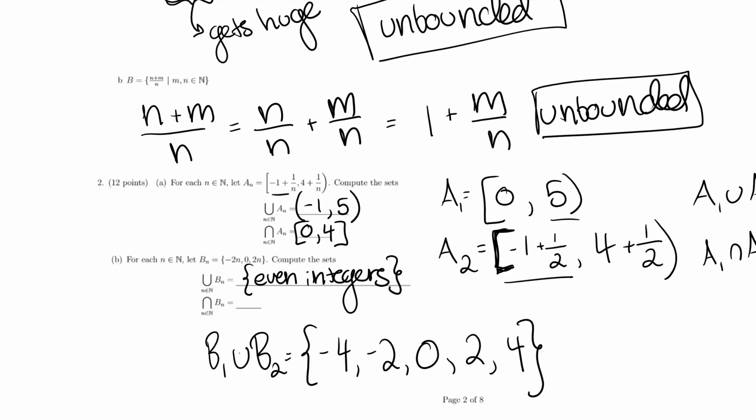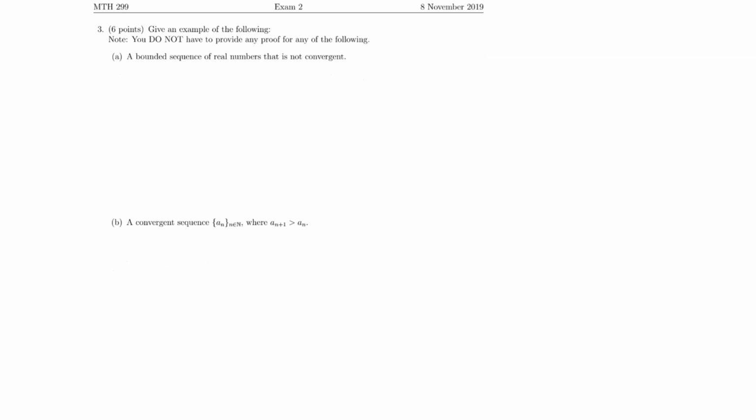So the intersection, what do they all have in common? Well, they only have 0 in common. So each of these sets has 0. Okay. Moving on. Give an example of the following. You do not need to provide any proof for the following. A bounded sequence of real numbers that is not convergent. Ooh, interesting.